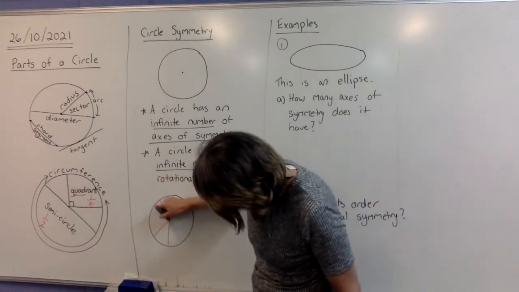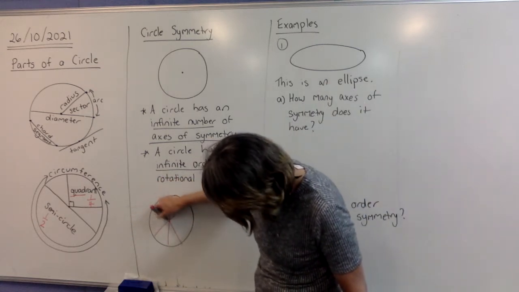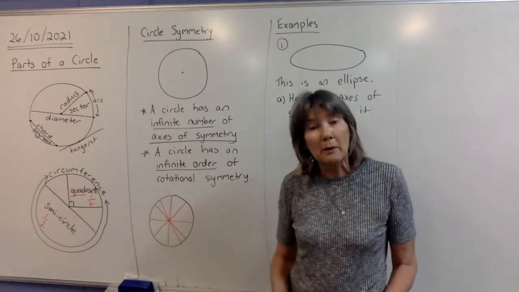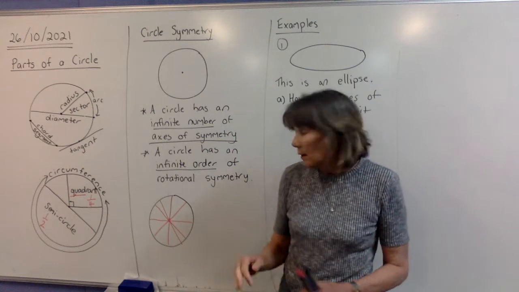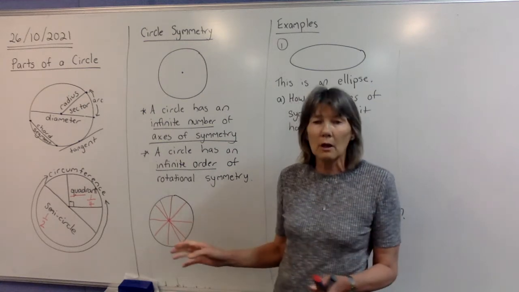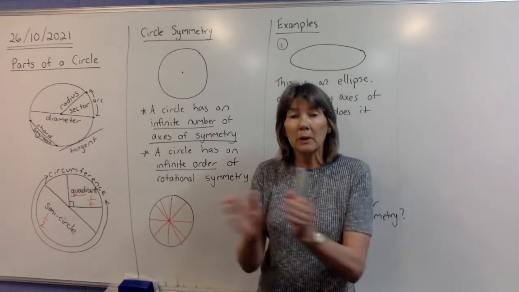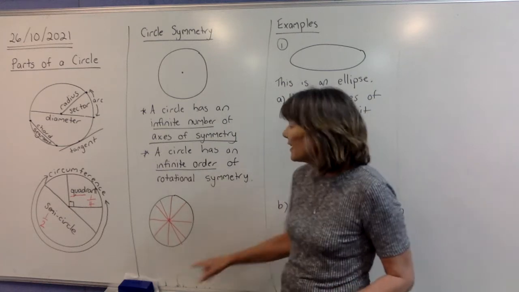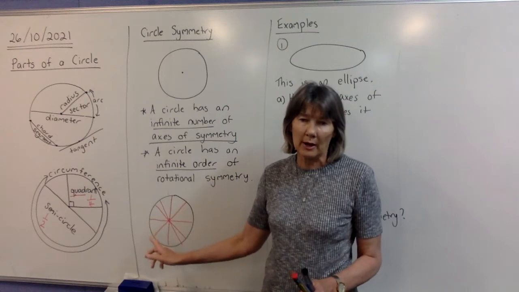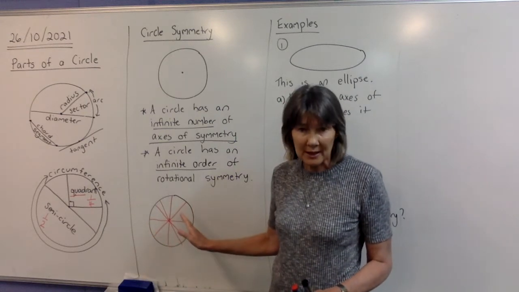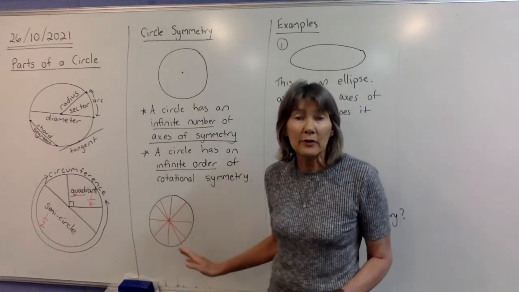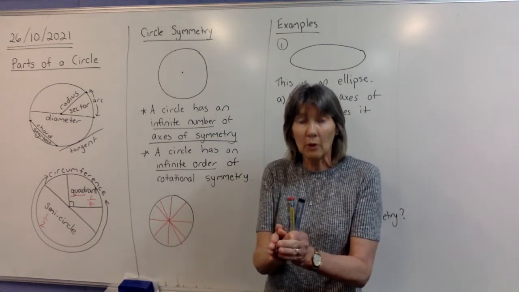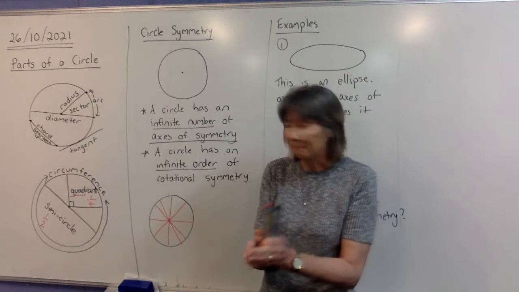I could have drawn it here. I could have drawn it here. I could have drawn it here. And as you can imagine, if we just keep drawing, we can draw lots and lots and lots of diameters to split it into 2 semicircles that will fold on top of itself. So there's an infinite number of those red lines, an infinite number of axes of symmetry, an infinite number of diameters that we could draw that would help one semicircle fold on top of the other semicircle.